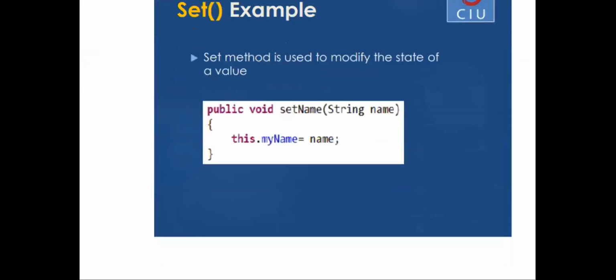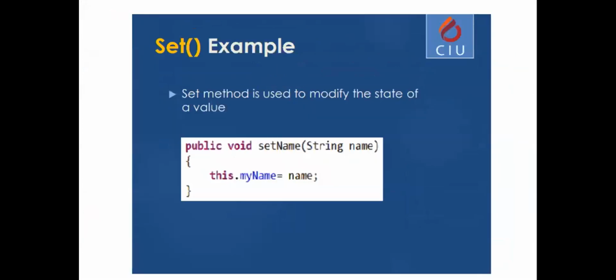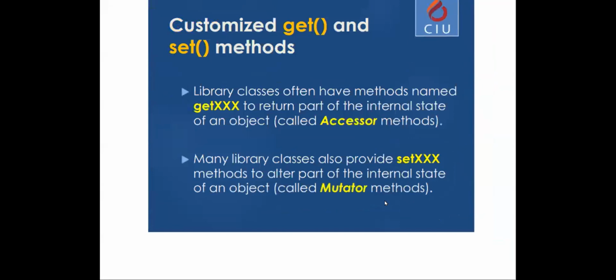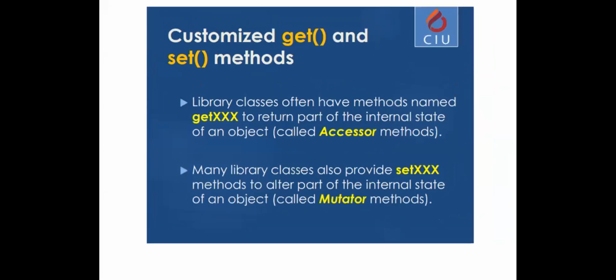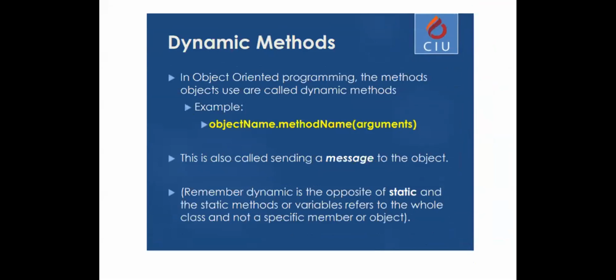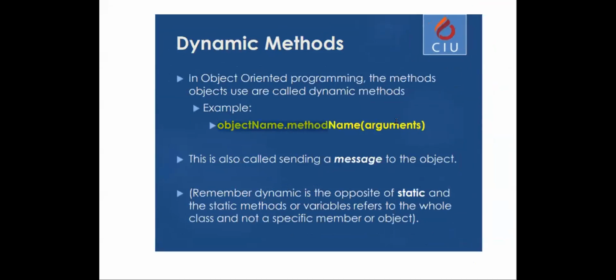Here's the example for it. You can see it on your slides. It's an example for a set method and a get method. In the old days, these were called accessor and mutator, but no one uses them anymore. We just call them getters and setters. And to call a method through the object, you just type the object name, dot, the method name.